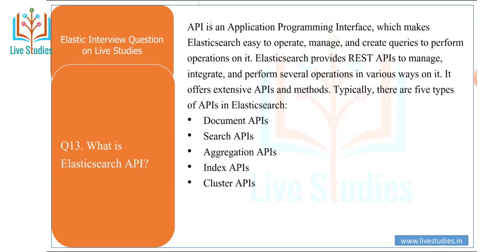What are Elasticsearch APIs? An API is an application programming interface which makes Elasticsearch easy to operate, manage, and create queries to perform operations on it. Elasticsearch provides REST APIs to manage, integrate, and perform several operations in various ways. It offers extensive APIs and methods. Typically, there are 5 types of APIs in Elasticsearch: document APIs, source APIs, aggregation APIs, index APIs, and cluster APIs.